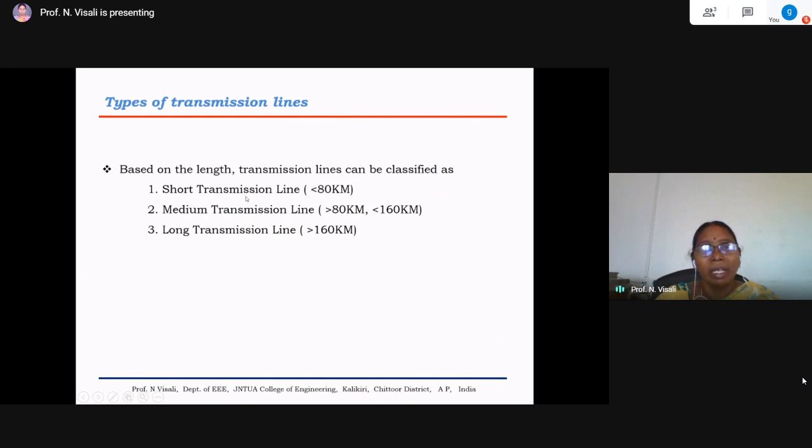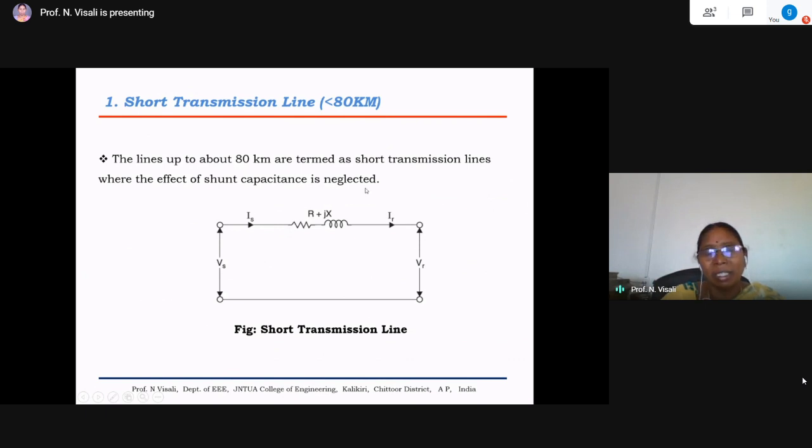For each and every line we find the resistance, inductance, and capacitance effects. The lines up to 80 kilometers are short transmission lines, where the effect of shunt capacitance is neglected. Because the length is short, the capacitance effect is neglected, so only resistance and reactance will be there. The short transmission line equivalent circuit is drawn like this: sending end voltage and current, receiving end voltage and current, and the impedance of the transmission line, represented as R plus jX.